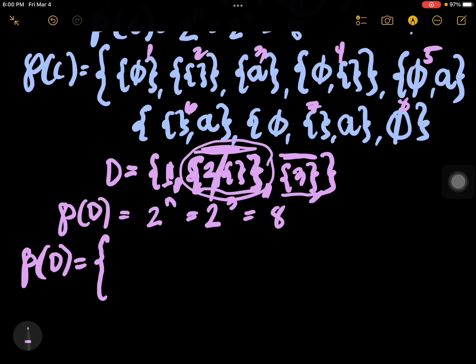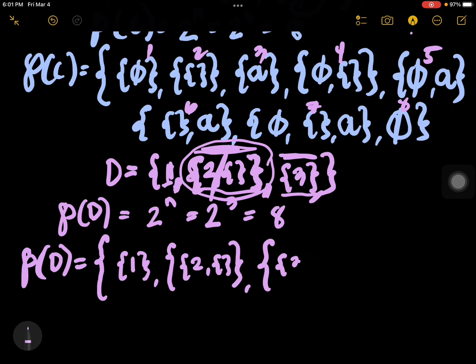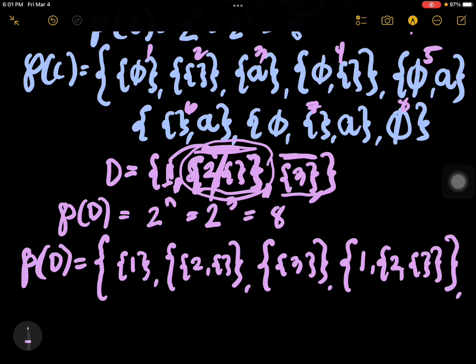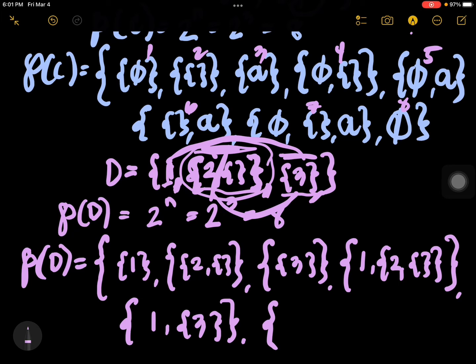So let's try to list. So the first is individual. So the first element is 1. The second element is this one. So we will just write 2, okay, that is the second element. The third element is this. Okay, now let's distribute. So we have 1 and this. Okay, very good. And then 1 you distribute, so you will have 1 and 3. Okay, and then distribute, you will have 2.